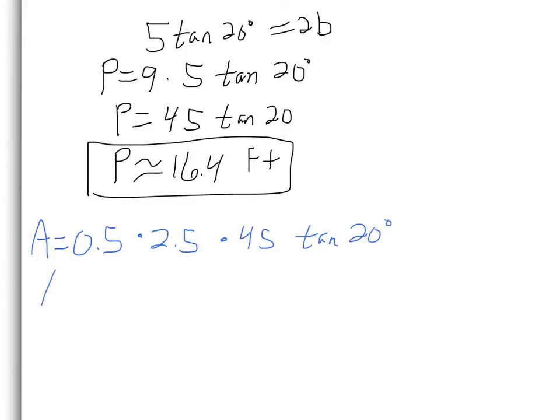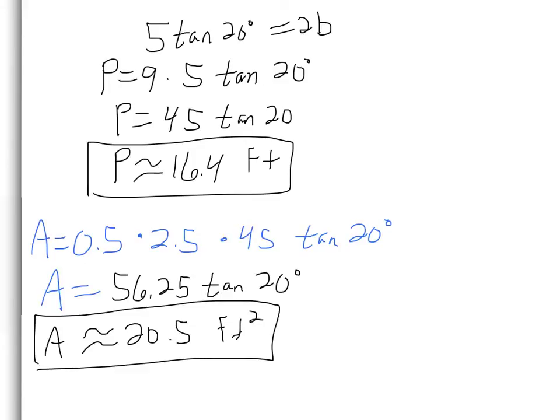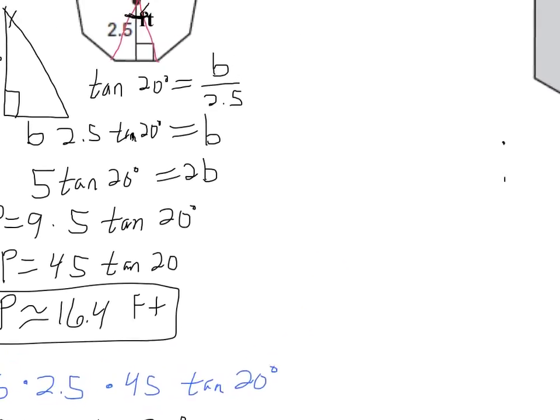If I wanted to leave this as an exact answer, I could just multiply the 0.5, 2.5, and 45. And I get 56.25. So 56.25 tangent 20. That's the exact answer. That might not be very meaningful to us, though. It'd probably make more sense if we actually multiplied that by tangent of 20 and got 20.5 square feet, approximately. It means we could fit 20.5 1-by-1 squares within that shape.